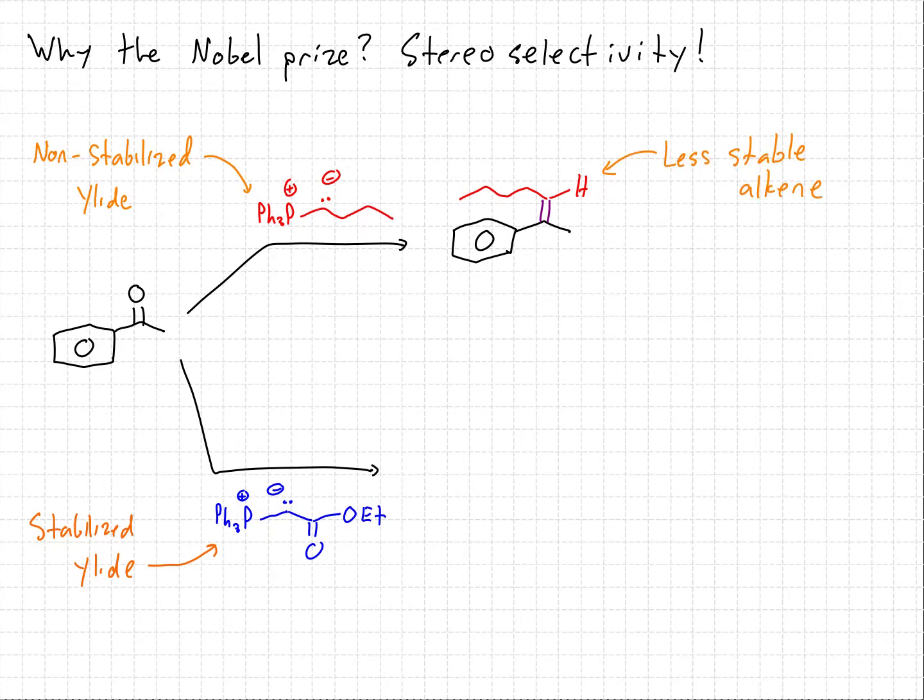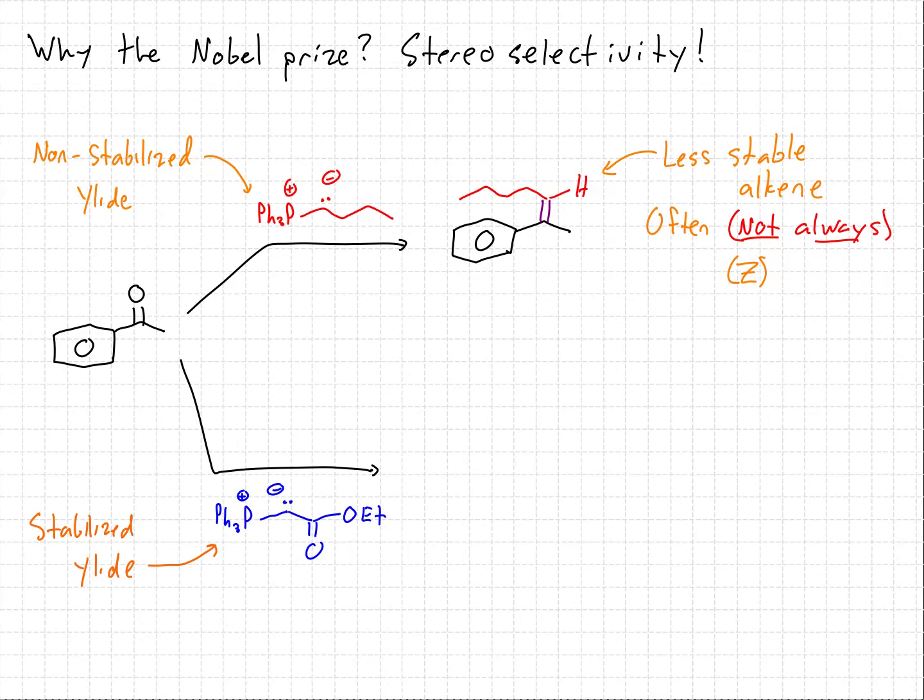Now, we have to be careful. The book says that this always forms the Z-alkene. It does not always form the Z-alkene. Often we would name this as Z. Remember that E and Z has to do with assignment of priority, and priority assignment has absolutely nothing to do with how bulky a group is or how stable the alkene is.